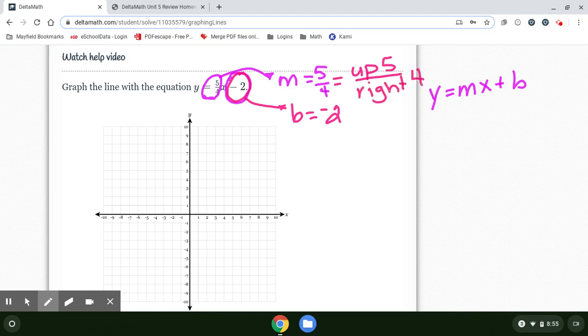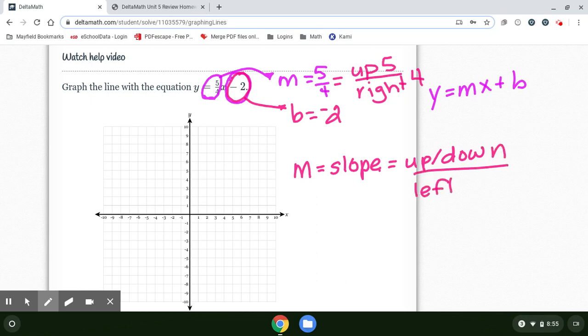If you did not watch the first video, remember m is slope. Slope is always up or down over left to right. So that's how I got this, which are basically my directions.